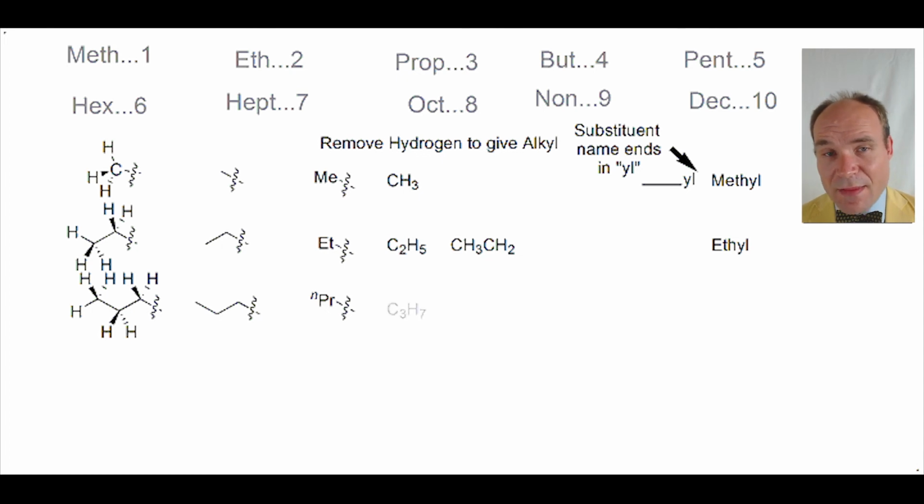When we look at the molecular formula and the condensed form, again, the difference between the original alkane and now our alkyl is that we have lost one of the hydrogens. What do we name it? Prop will tell us 3 carbons. It's yl, so we have propyl.